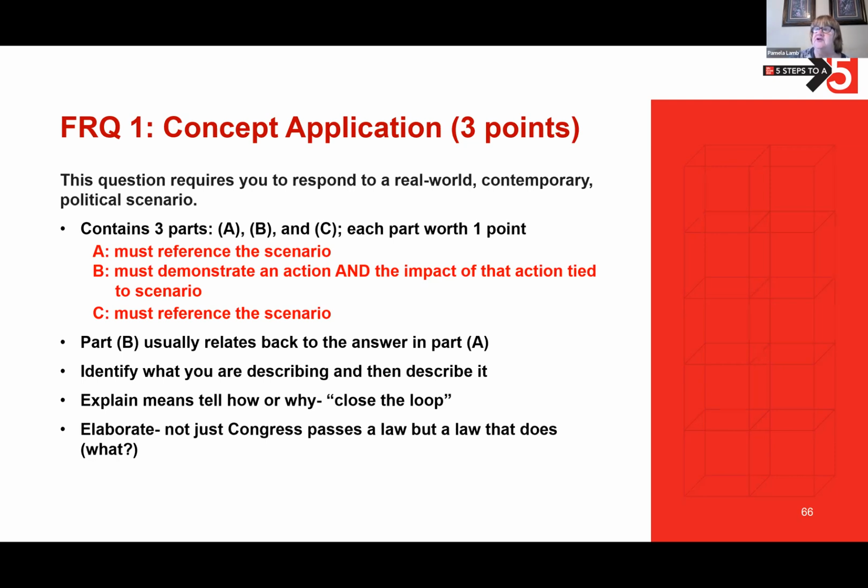And then the third part, you must go back again and reference the scenario. Part C usually is an explanation and tying whatever you said in part B to something outside of the question. If it's about Congress in part B, then how do interest groups influence Congress on gun control legislation? Okay. And I think the best way to show you is to show you that example.